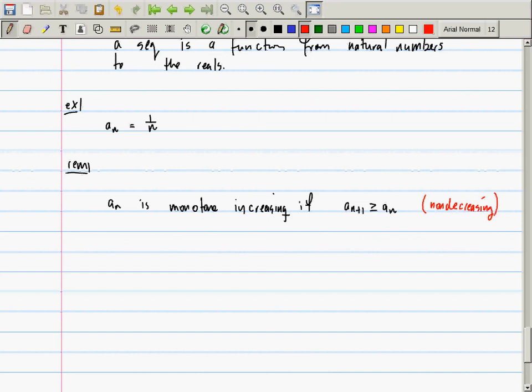Non-decreasing. I feel like a lawyer saying that. Okay. Monotone increasing. So you can't say increasing because it might be equal, right? So then it's not increasing, it's just non-decreasing. Great. Okay, so then instead of monotone increasing, you can imagine what's going to happen if I say monotone decreasing. Monotone decreasing means that a_{n+1} is less than or equal to a_n, and in some cases that will be called non-increasing.